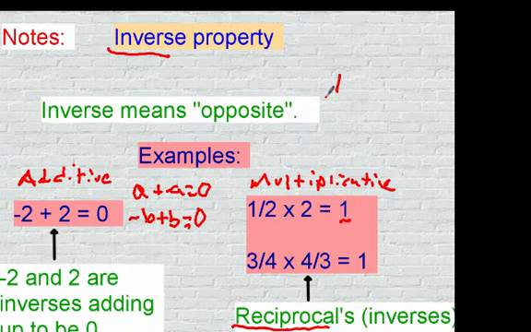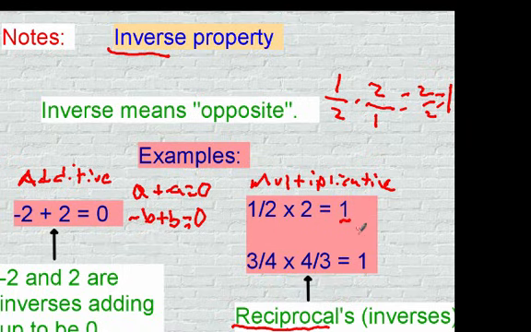If we think here, we've got 1/2 times 2, and 2 as a fraction is just 2 over 1. All right, well, if we do this multiplying, 1 times 2 is 2. 2 times 1 is 2. 2 divided by 2 gives me 1.